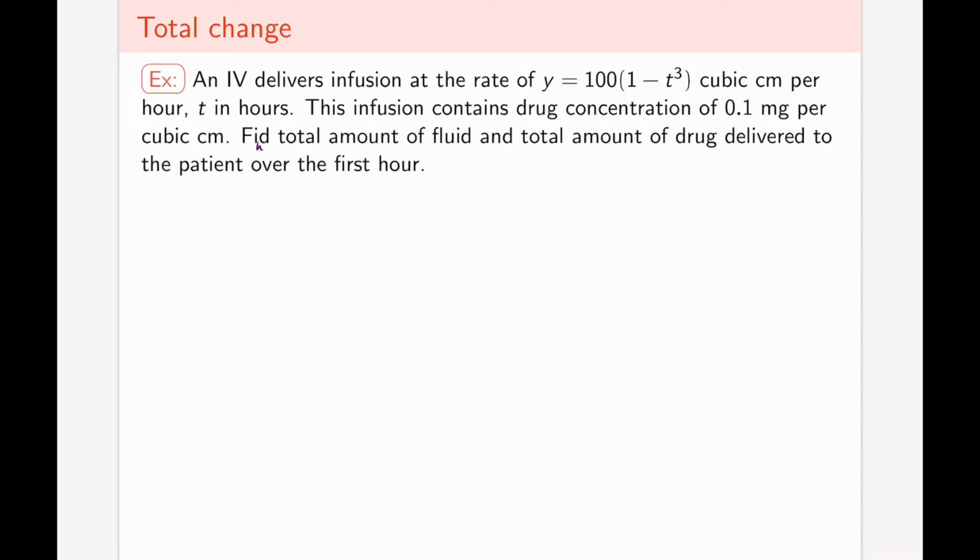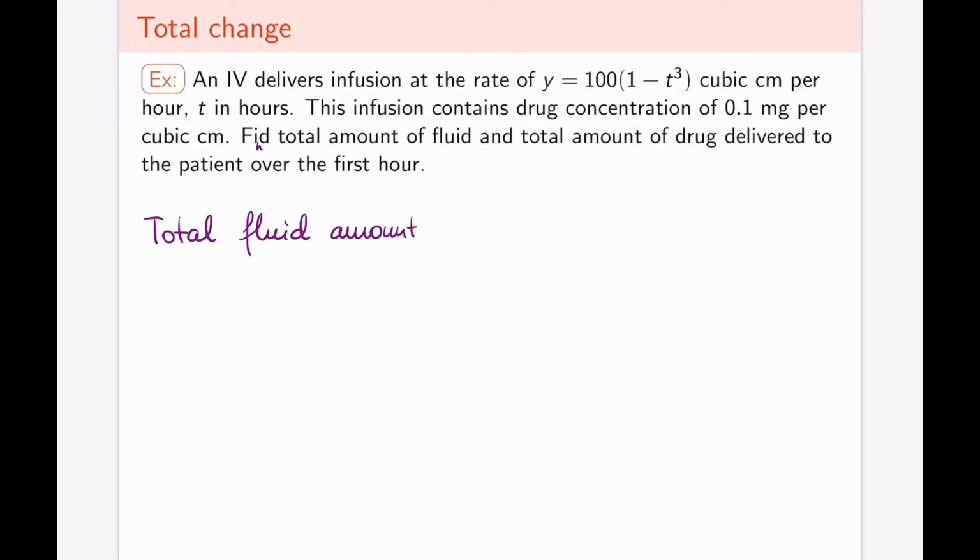This is actually a very realistic application because the IV machines will indeed tell you the rate of change of an infusion and not the amount of infusion itself. So you're going to have to figure out by which point in time the patient got enough fluid into their system. So what we have here is the rate of change, and we need to find the total amount of fluid, which means that we're once again drawing the connection between the derivative and the function itself.